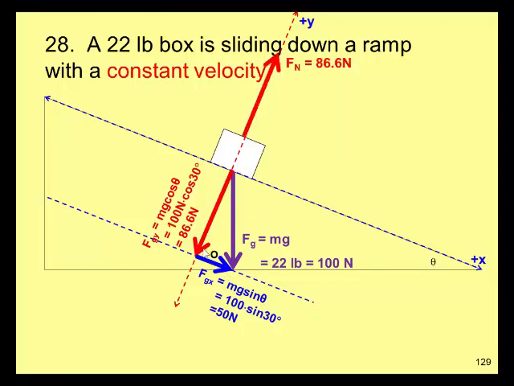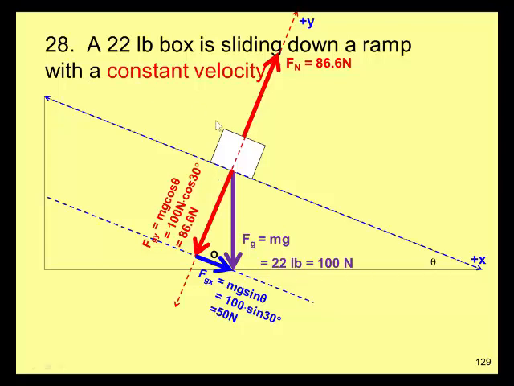What's happening in the x and y direction? Well, in the y direction, we're in static equilibrium again, and so we've got to have equal and opposite forces here. So I've got to have 86.6 into the ramp and 86.6 up out of the ramp. Otherwise, we'd be accelerating either this way or that way. So these two components have to be equal and opposite.